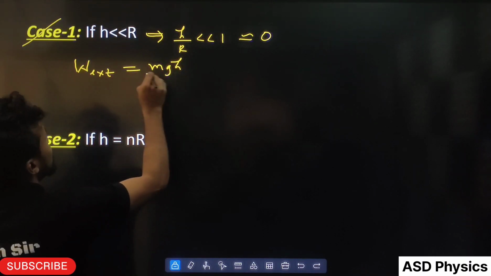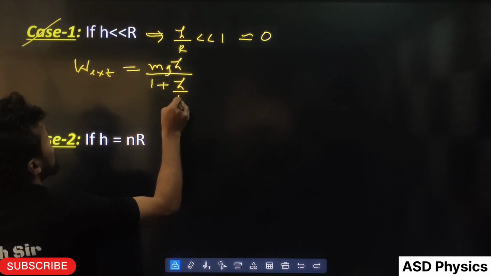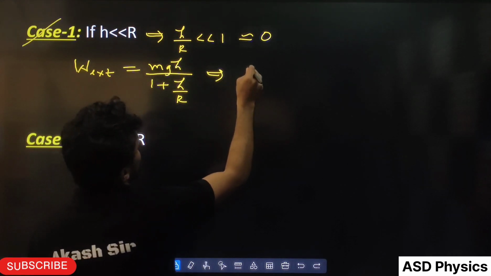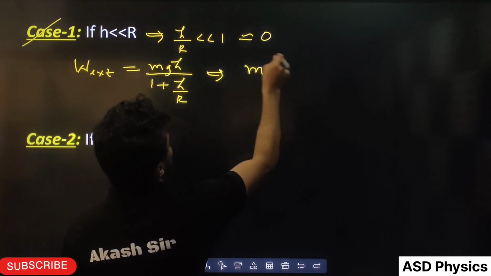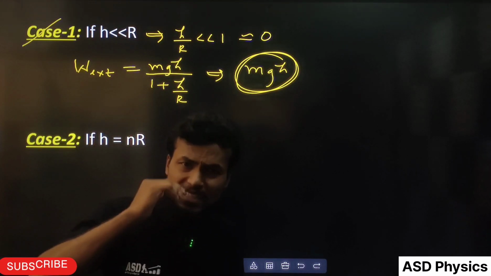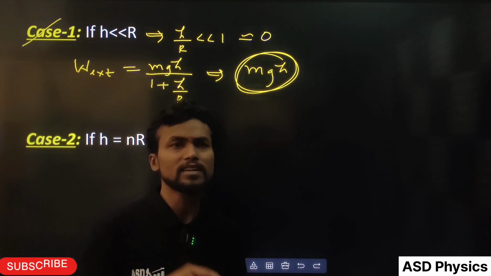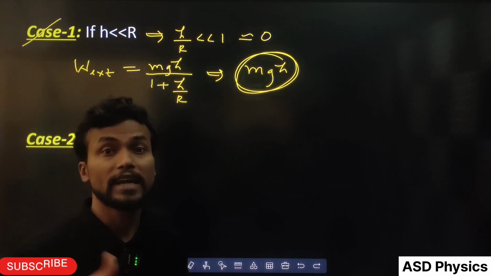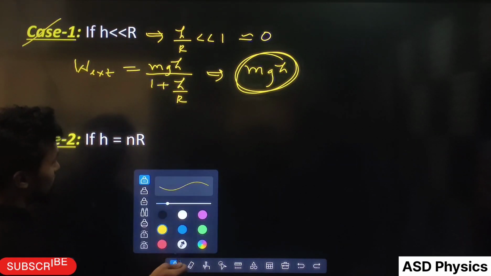We know very well, mgh by 1 plus h by r. That means it will come here how much? This will come here mgh. Okay, so whenever the object is near the surface of the planet, the mgh value that we have learned before also, is it? Now after that, what will happen?